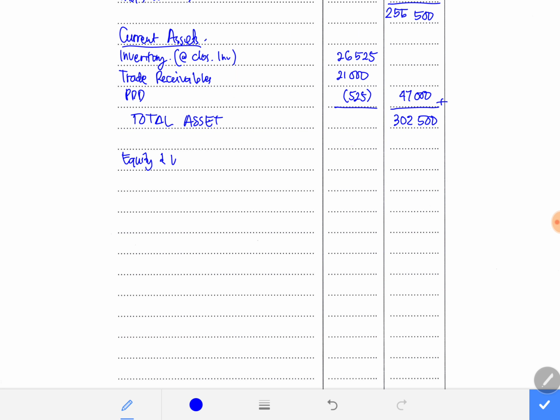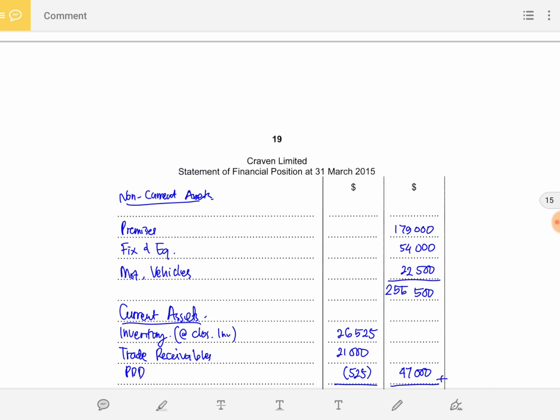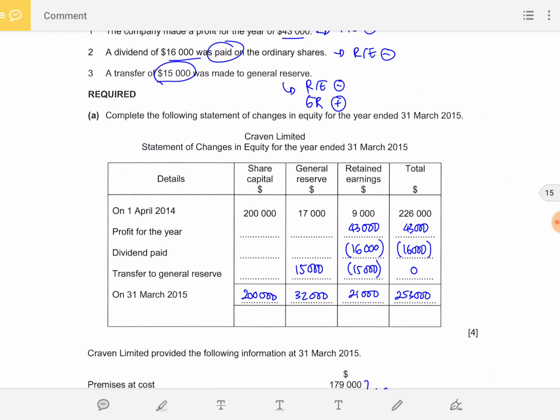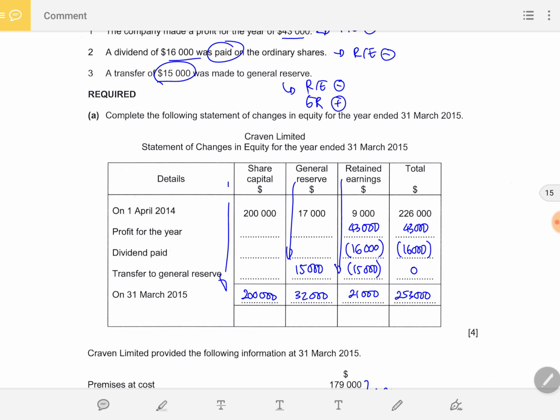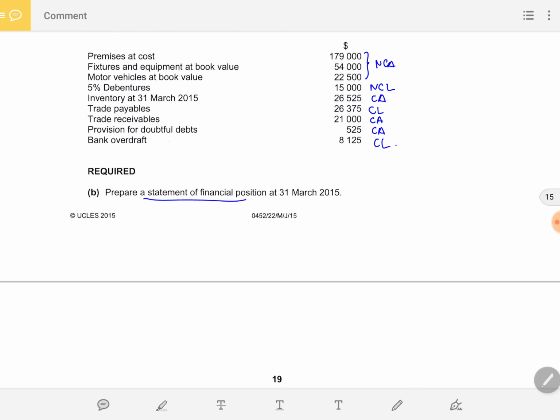Equity and liabilities. Or you can put share capital and reserves and liabilities, that is also acceptable. First of all, these equities and liabilities are basically what you have done in the statement of changes in equity, but you will do it horizontally, while the statement of changes in equity is done vertically, with share capital above, general reserve below, and then we show this horizontally: 200,000, 32,000, and 21,000.